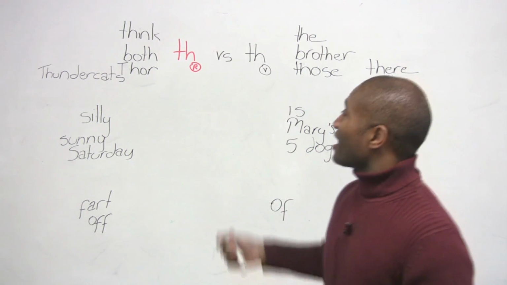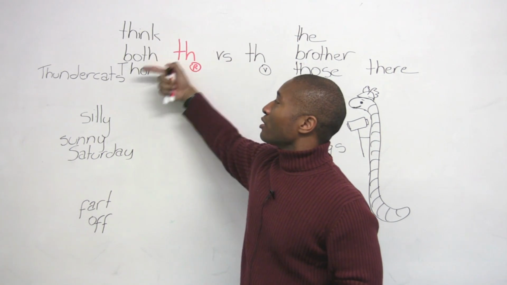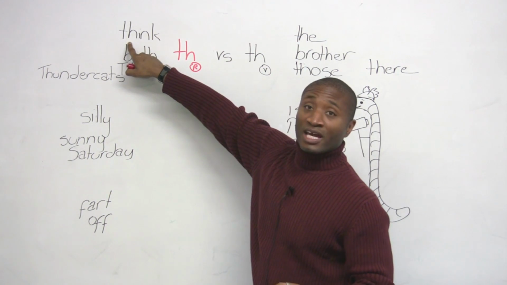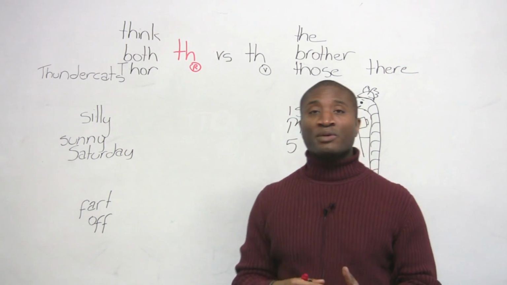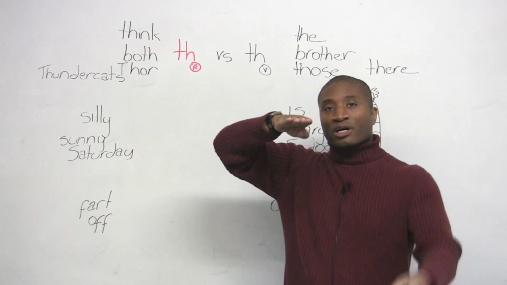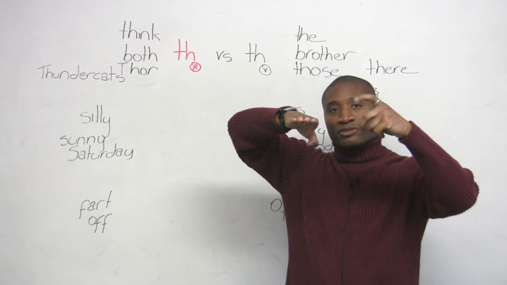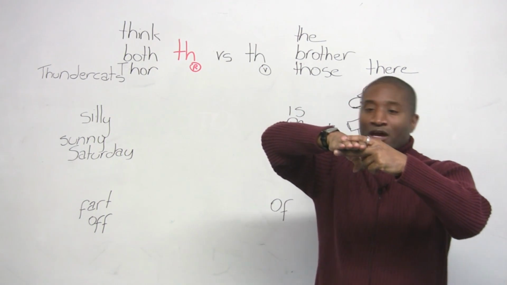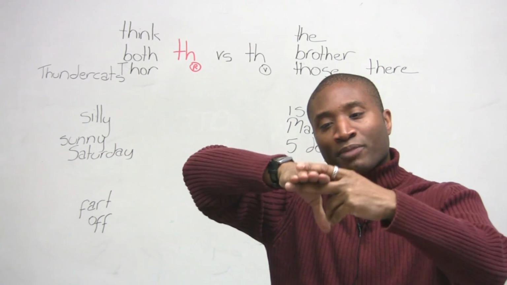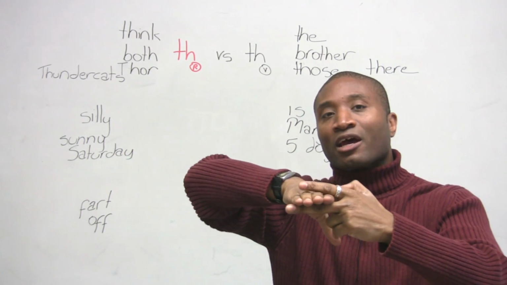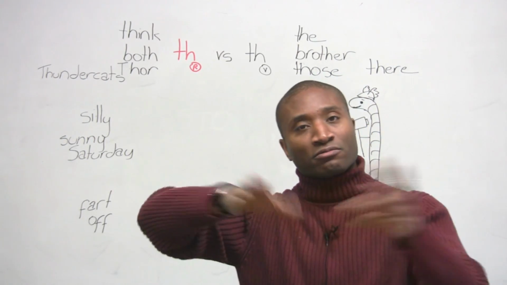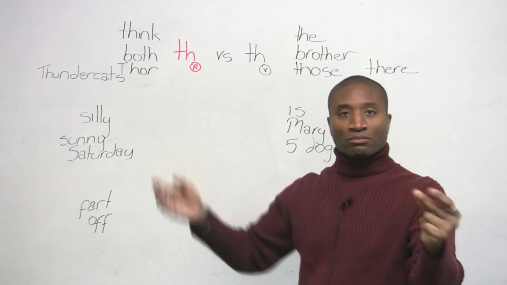Now, words like think, both, Thor, and Thundercats. If you were paying attention, you would have noticed that the TH is at the beginning or the end of the word, but it can still be in the middle. Now, this TH is basically, here's your tongue, here are your teeth, top teeth, bottom teeth. We'll just allow the air to blow over our tongue. So it's like you bite your tongue. Think. Thor. What else? Both. Thundercats. Easy enough. Tongue, teeth. Cool.